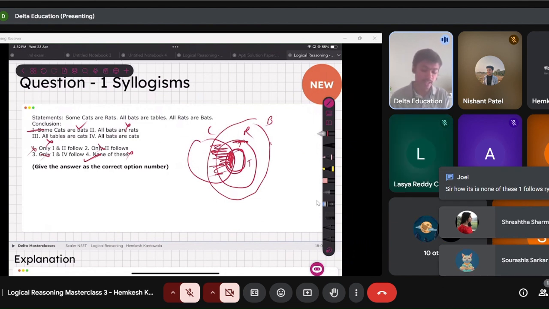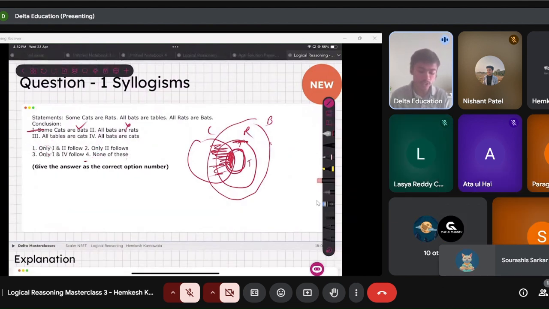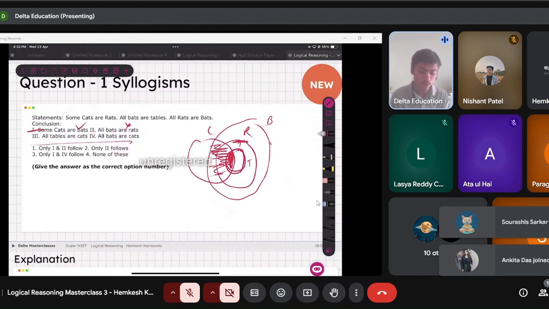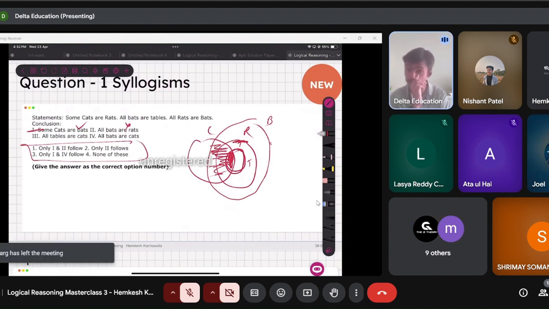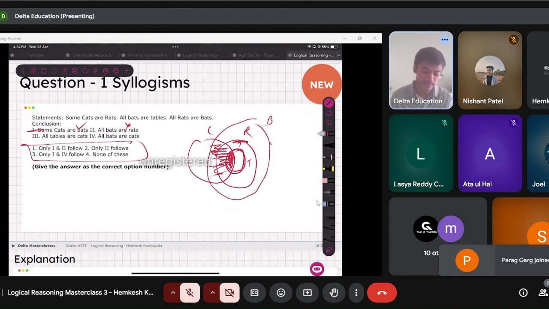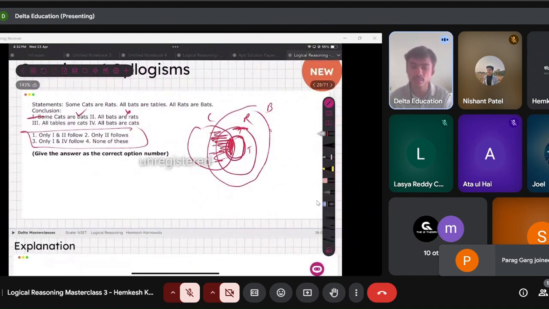Yes, 1 follows, but as you could see, these 4 were the options. Option 1 was that only 1 and 2 follow. 2 didn't follow, right? So option 1 is wrong. Similarly, option 2 was only 2 follows. Correct. It's not the number of statements that are correct, it is actually the statement number. So got it, Joel?